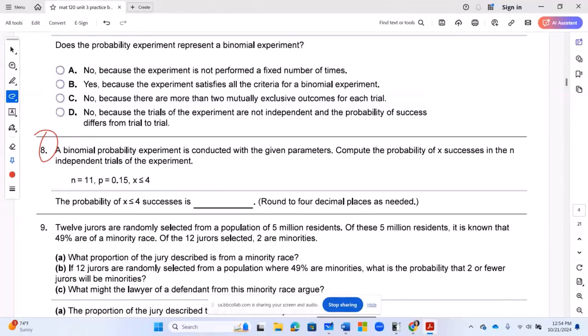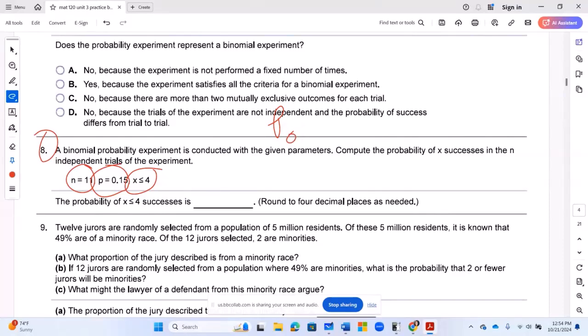Here it is telling you that the sample size, or sample space, is 11. The probability of success is 15%, or 0.15, and you are accumulating area to the right of 4. By the way, the sample size is 11, so let me list the kind of probabilities we can have.